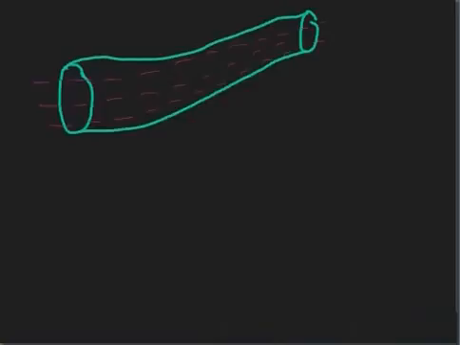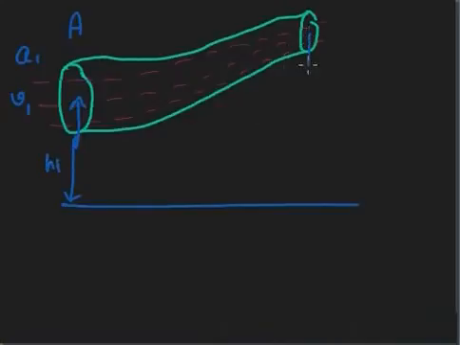Now let the cross section area here be A1. I am naming this end as A. The velocity by which it emerges is V1, and let the height from the ground level to the center here be H1. The height from here I am taking as H2. Pressure at this end I am taking as P1. At this end, the pressure is P2, velocity V2, and area of cross section A2. So these are some of the basic facts which I have taken.